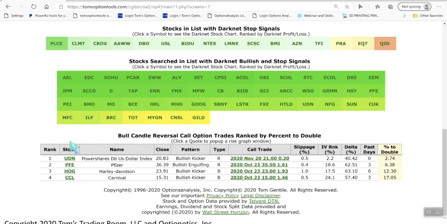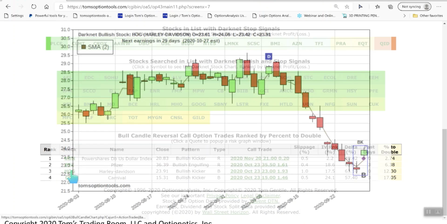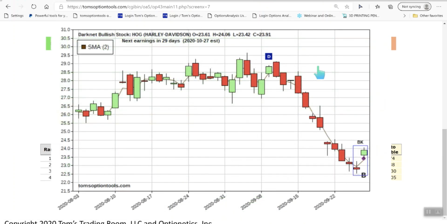Let's go back and let's look at HOG, Harley Davidson, HOG. Okay, again, I have it blown in over 40 days. I don't have the longer term in view for you, but here's a downdraft and a B for a bullish signal from the Darknet. And then we have boxed in BK, bullish kicker.